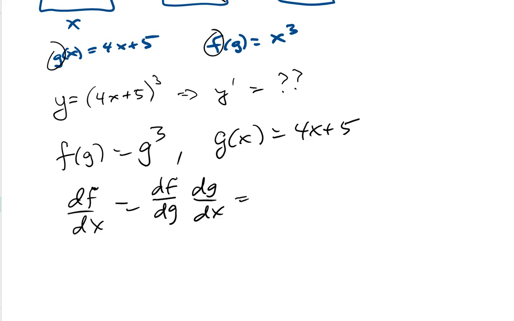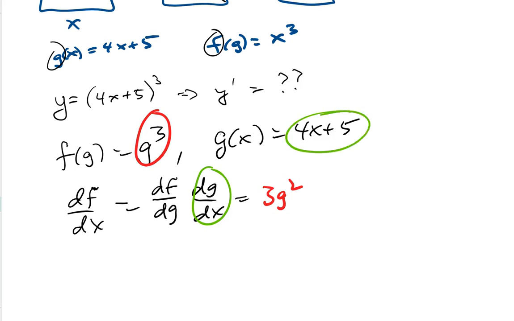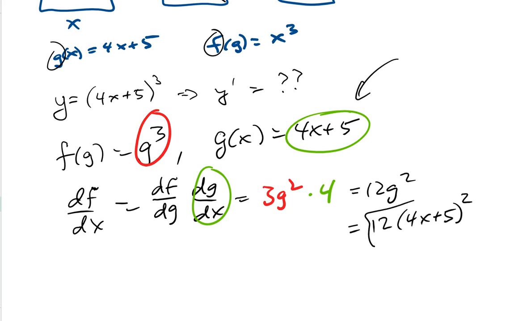The derivative of f with respect to g, that's just g cubed, so that's 3g squared. And then the derivative of g with respect to x, g is 4x plus 5, so that would be 4. So you would get 12g squared. But then g is this 4x plus 5, so you can just write that in there. 12 times 4x plus 5, quantity squared, and there's your answer.